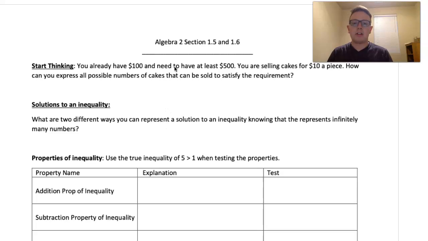Hello everyone, welcome to sections 1.5 and 1.6. This lesson is going to focus on inequalities.